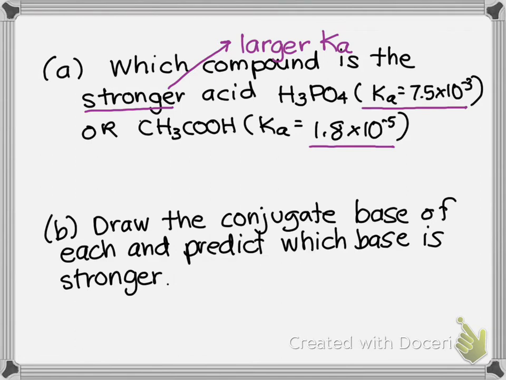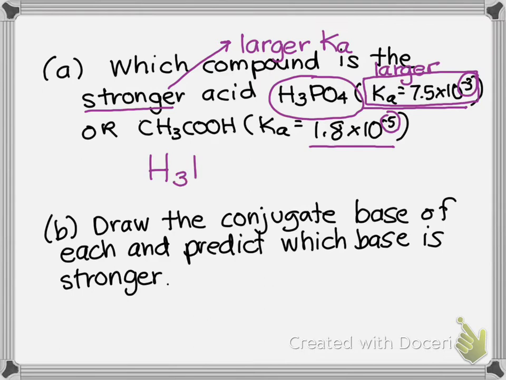Kas are important in helping us distinguish between the strength of weak acids. So this one has a -5, and this Ka has a -3. The smaller the negative exponent, the bigger the number. So this is a larger Ka. And so the larger the Ka, the stronger the acid. So the stronger of these two acids would be the H3PO4, which is phosphoric acid.